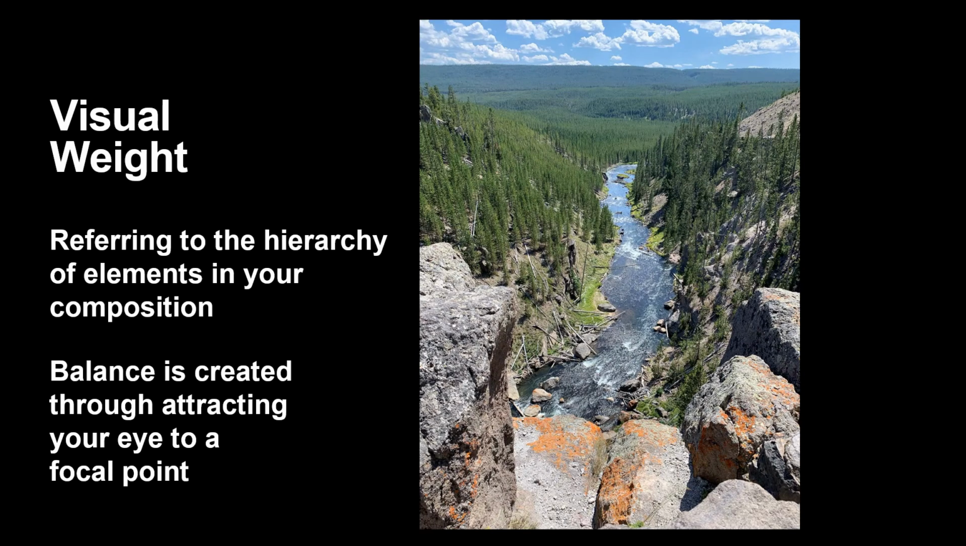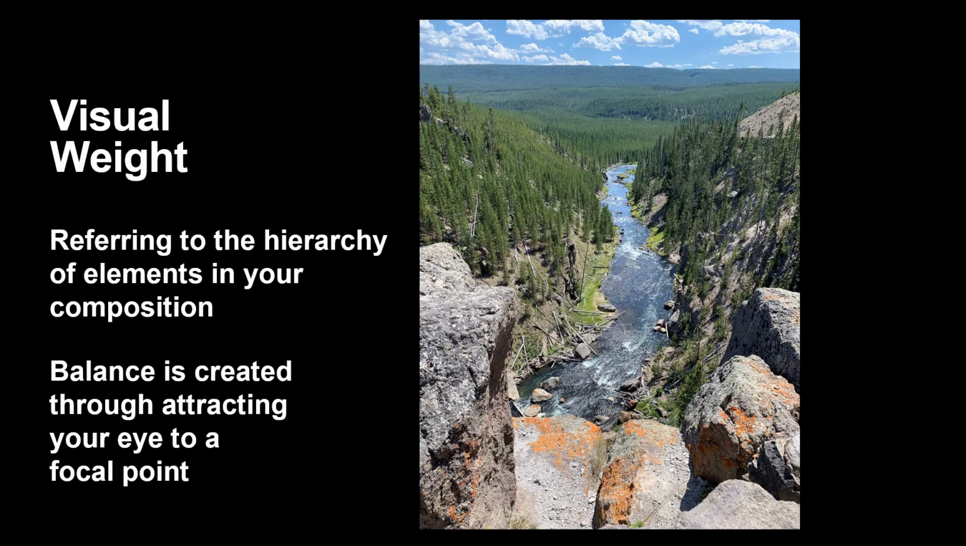This is a photograph I took when we were on our way to the Roosevelt Arch, which we had seen a few slides earlier. So this is on the west side of Yellowstone National Park. This is an example of visual weight. It refers to the hierarchy, which is the importance of the elements in your composition. In this photograph, I took the visual weight as a literal thing because the rocks at the bottom actually look heavier. So they're drawing your eye in at the bottom, and then you follow the river up.